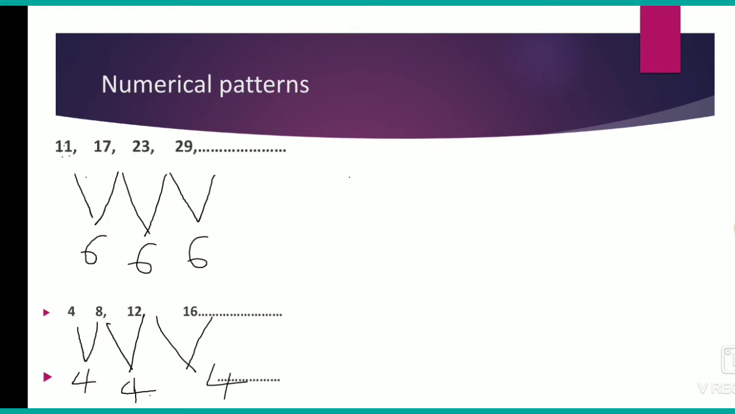Now students, let us see some numerical patterns: 11, 17, 23, 29 and so on. Here the difference between 17 and 11 is 6, and 23 and 17 is also 6. Again, the difference of 29 and 23 is also 6. By observing this pattern, 17, 23 and 29 are each increased by a constant term, that is 6.